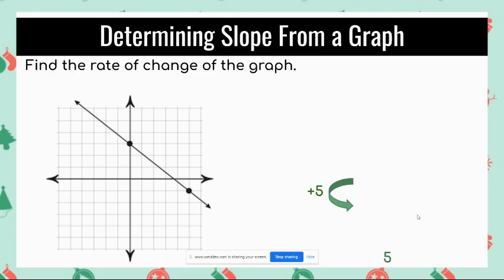So determining the slope from a graph. Well, we want the rate of change from a graph. So we're talking about rise over run. So I rise by going down 1, 2, 3, 4. So that rise is a -4 because I went down 4. And then I run over 1, 2, 3, 4, 5. So -4 over 5 is my slope.